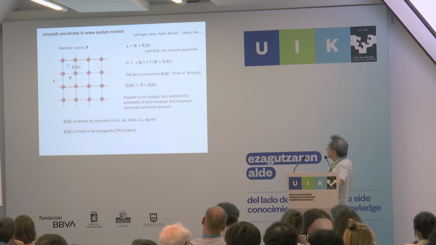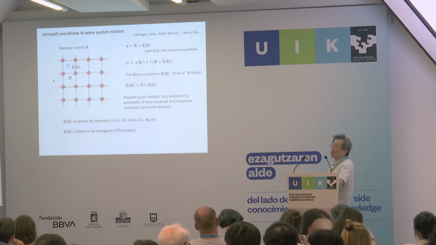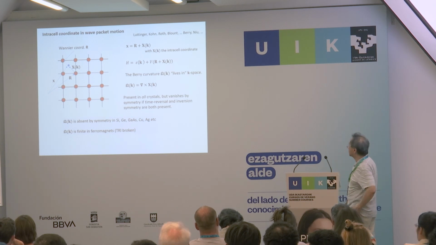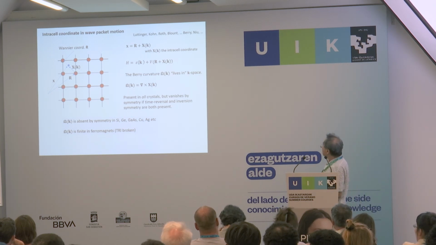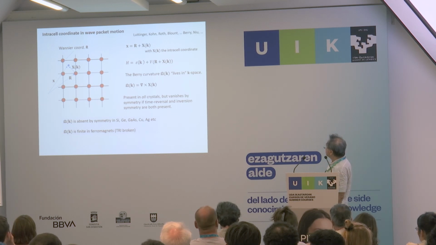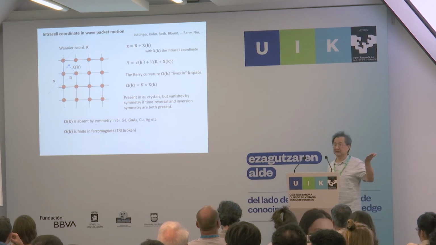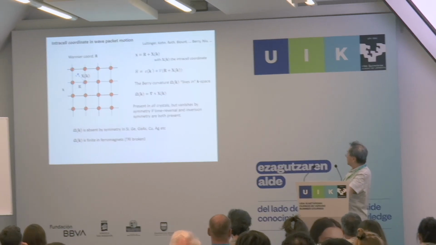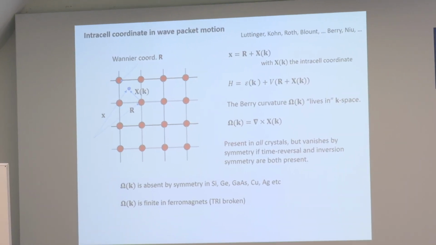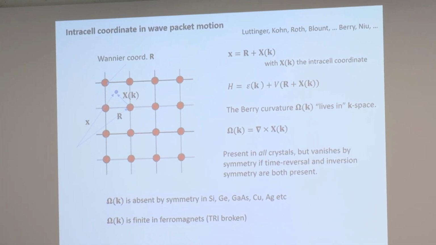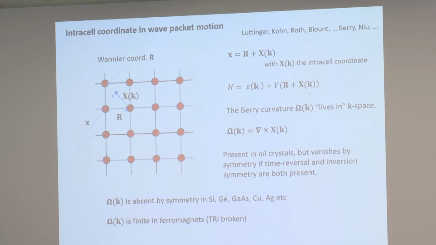And Blount pointed out that what Luttinger found was this intracell coordinate, which I'll call big X, using his notation. So the position of the wave packet is the nearest Wannier site plus this little bit which points into the cell, right? And this will turn out to be exactly the Berry connection. So when we teach solid-state physics, we basically ignore big X, right? This is tantamount to restricting our attention to the lowest band, the conduction band that the wave packet is in.